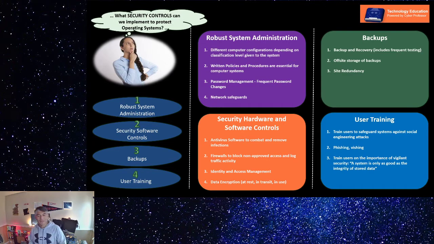User training is the final security control that we will discuss, and that includes the training of our users to safeguard all of our systems, including the operating system, against social engineering attacks in the form of phishing or vishing. Finally, training our users on the importance of vigilance. A system is only as good as the integrity of the stored data.